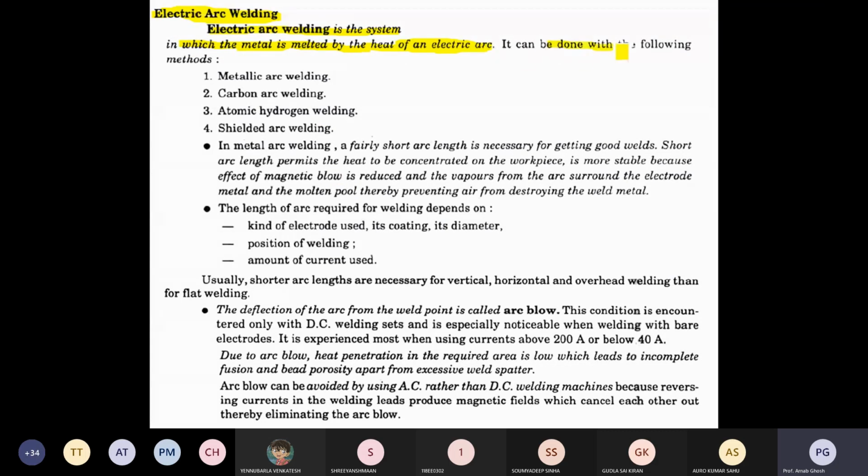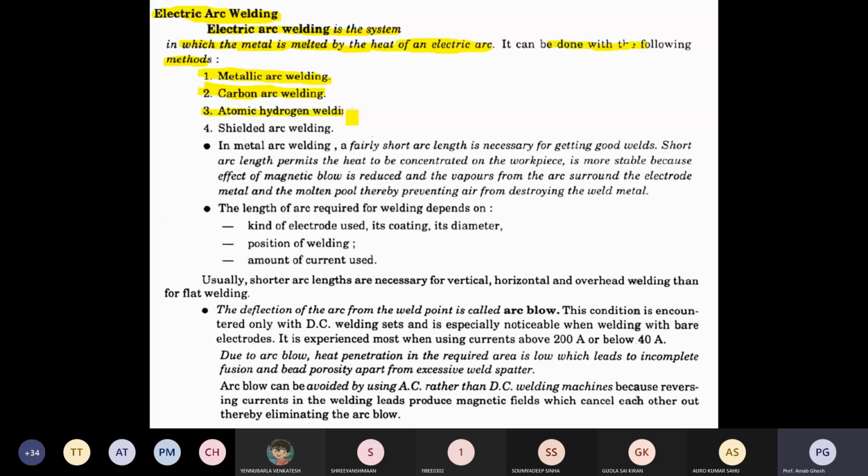It can be done with the following methods. There are different methods that I am telling first. The first one is metallic arc welding, which means you are using a filler material that is a metal, the electrode is the metal. Based on your electrode, the second one is carbon arc welding, where the electrode is prepared from carbon.